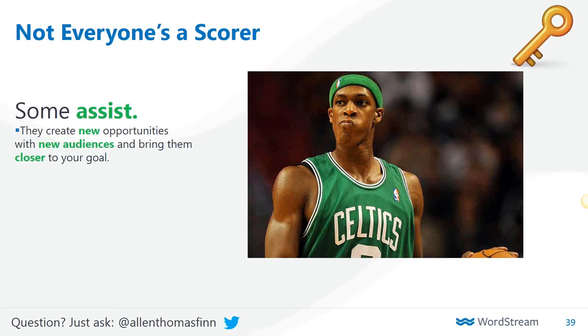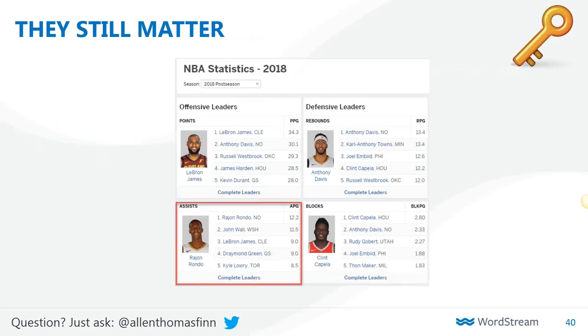To draw a parallel to the NBA, Rajon Rondo, former Boston Celtic, unbelievable assist-getting point guard. Just like in paid search and paid social, in the NBA, assists are super important. If you go to ESPN's NBA stats page, assists are listed right under points in terms of offensive statistics. People care about assists in basketball, and they should in paid advertising as well.